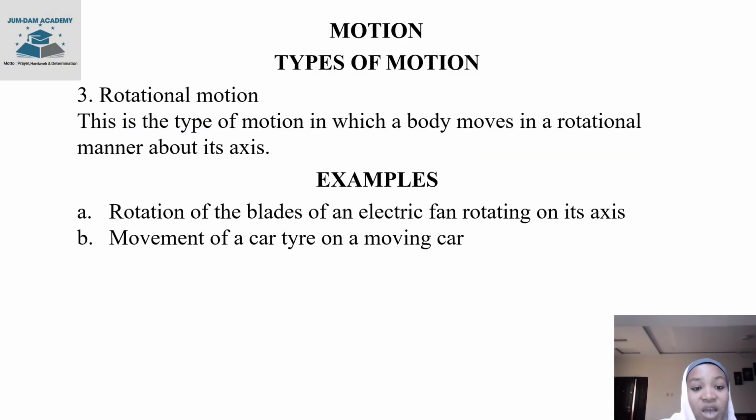We have a third type of motion, which is rotational motion, and it is the type of motion in which a body moves in a rotational manner about its axis. It's like a circular motion. We have an example: rotation of blades of an electric fan rotating on its axis. When you look up at your ceiling fan or at your standing fan, it moves like this. It's a circular motion. So rotational motion, it is rotating.